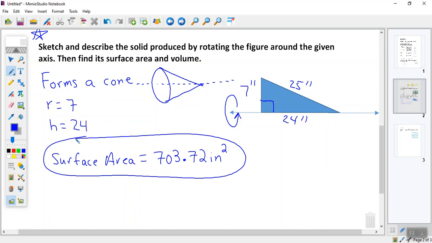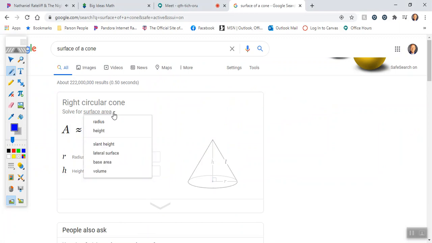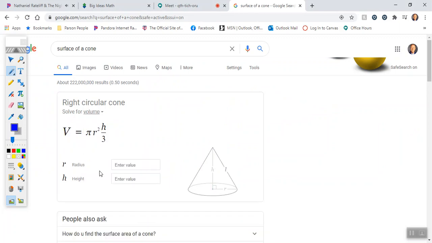What else do we need to find, kids? The volume? Yeah, I think from what we have in here in surface area, we should be able to drop down here from this little menu right here and be like, okay, I want the volume now, and click on that. And then put our values in. So what are we putting in value-wise there? 7 and 24.